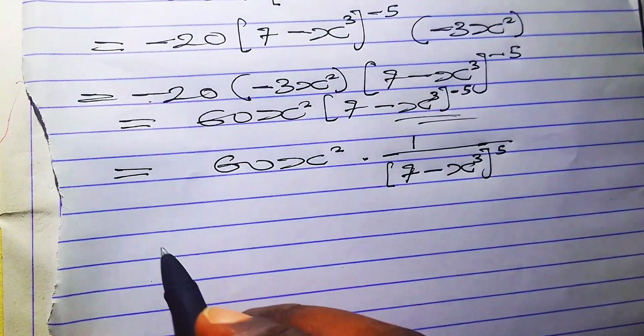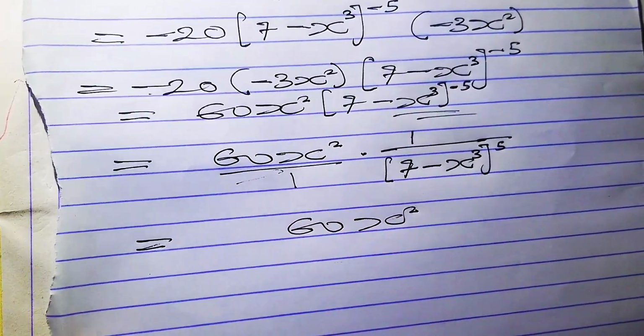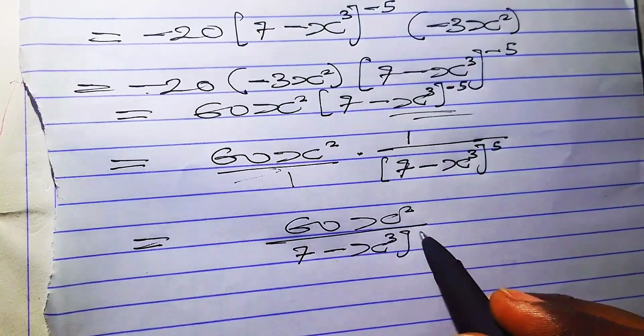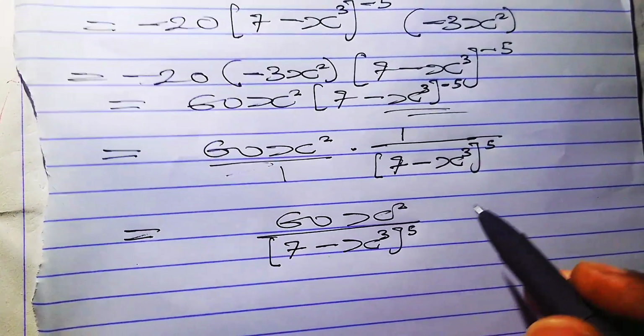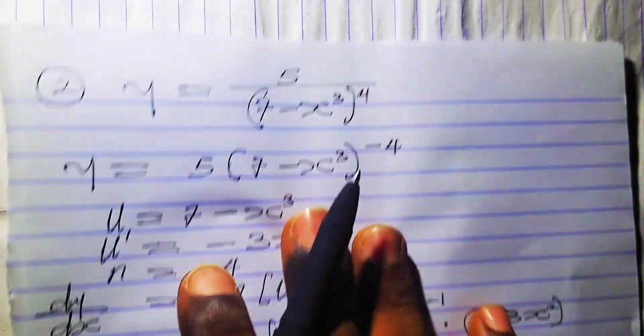Okay, and therefore finally this times this can be 60x squared, because basically this is 1 over 7 minus x cubed raised to the power of 5. So this is the answer to the question.